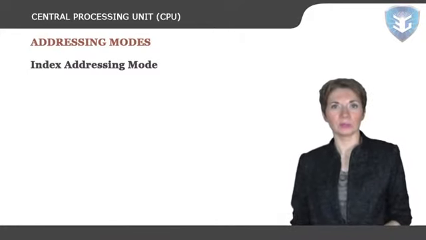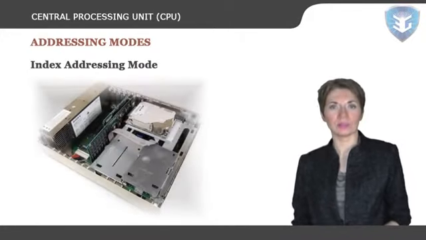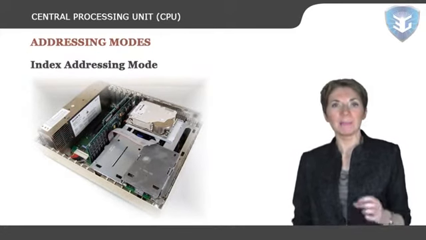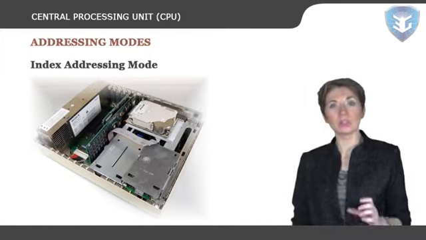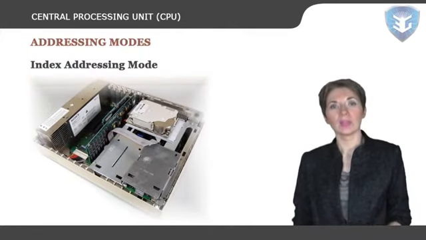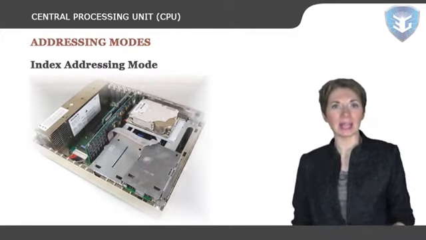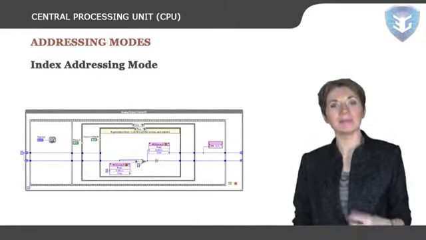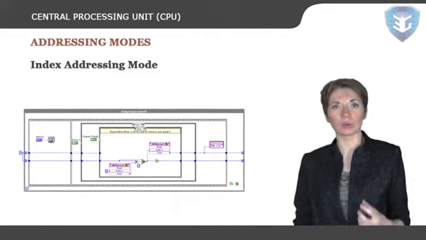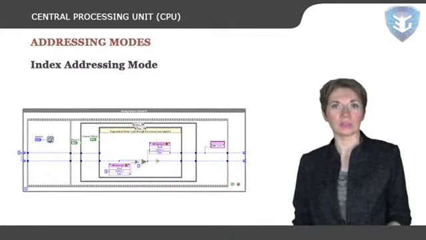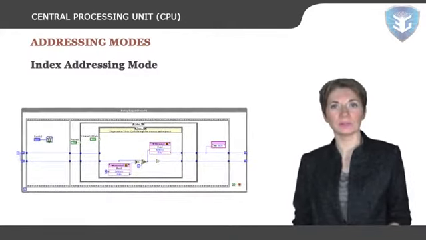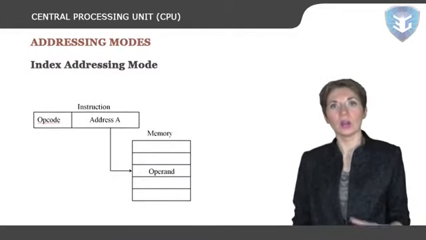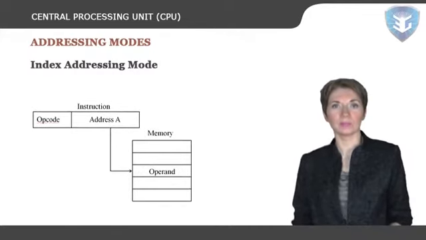Index addressing mode. In the index address mode, the effective address of the operand is generated by adding a constant value to the contents of the register. The mode is called index address mode. The address of the operand is obtained by adding a constant value to the contents of the general register, called the index register. The number of the index register and the constant value are included in the instruction code.